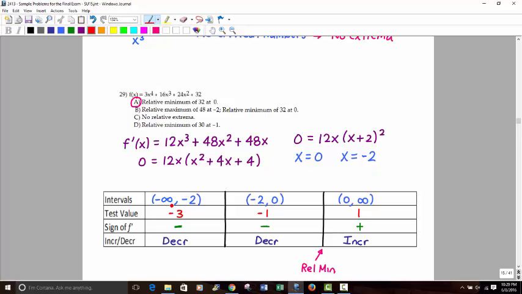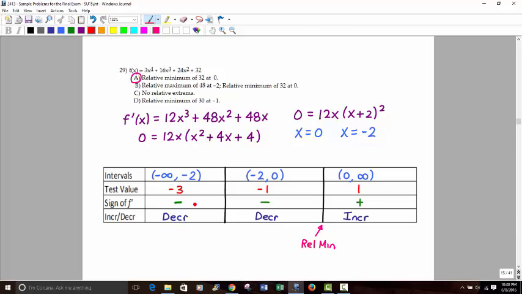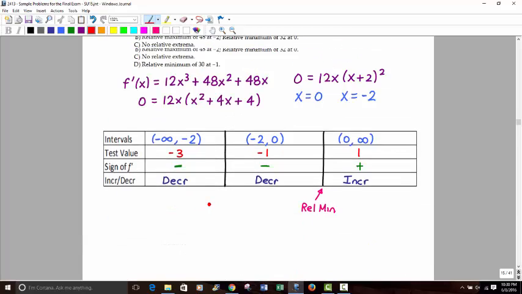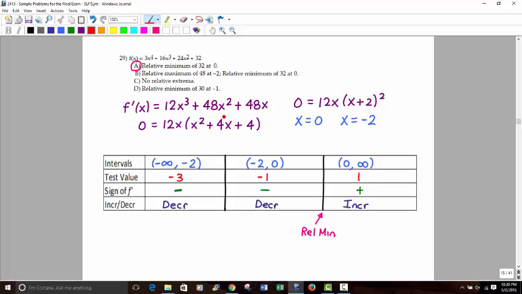So here's a little diagram of my sign chart. Negative infinity, negative 2, negative 2 to 0, 0 to infinity. You pick a test value in each interval, plug it into the derivative. I didn't show it here, but you just plug it right into the derivative. Negative 3 is negative, negative 1 is negative, 1 is positive. So you have decrease, decrease, increase as far as your increasing and decreasing intervals go, but you only have one extrema value because you go from decrease to increase at x equals 0.